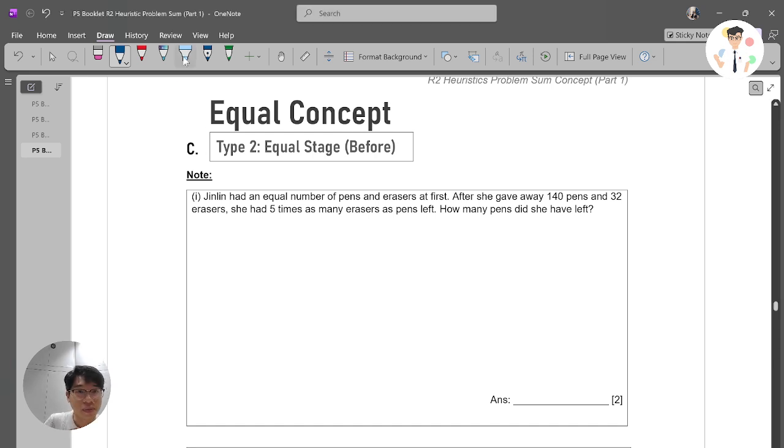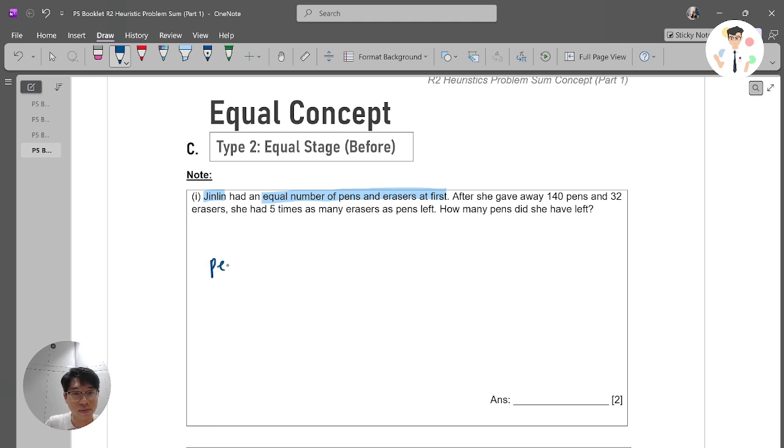Jinlin had an equal number of pens and erasers at first. So again, you can use different methods to solve it. You can use a ratio table, you can use a bar model, but maybe this round I will share with you the bar model method.